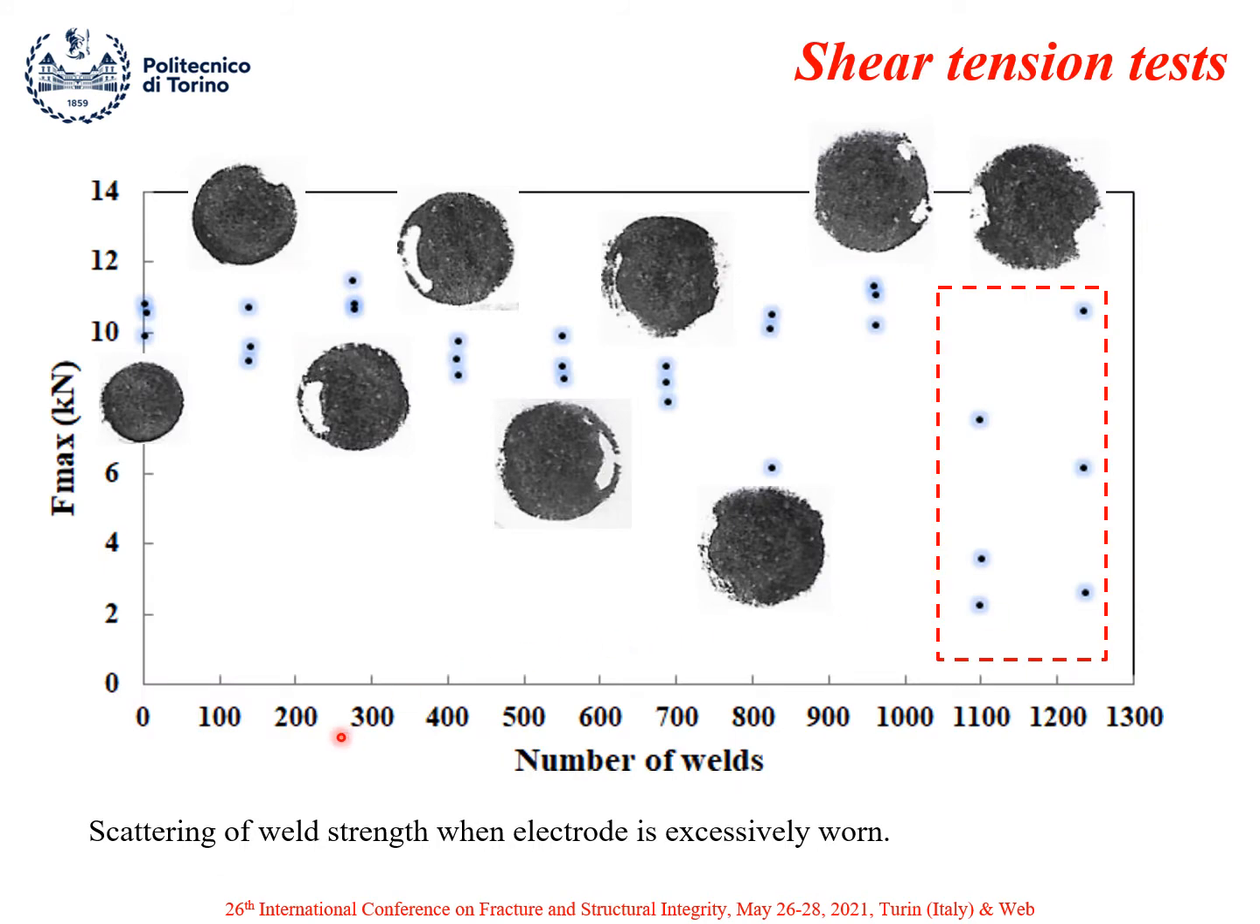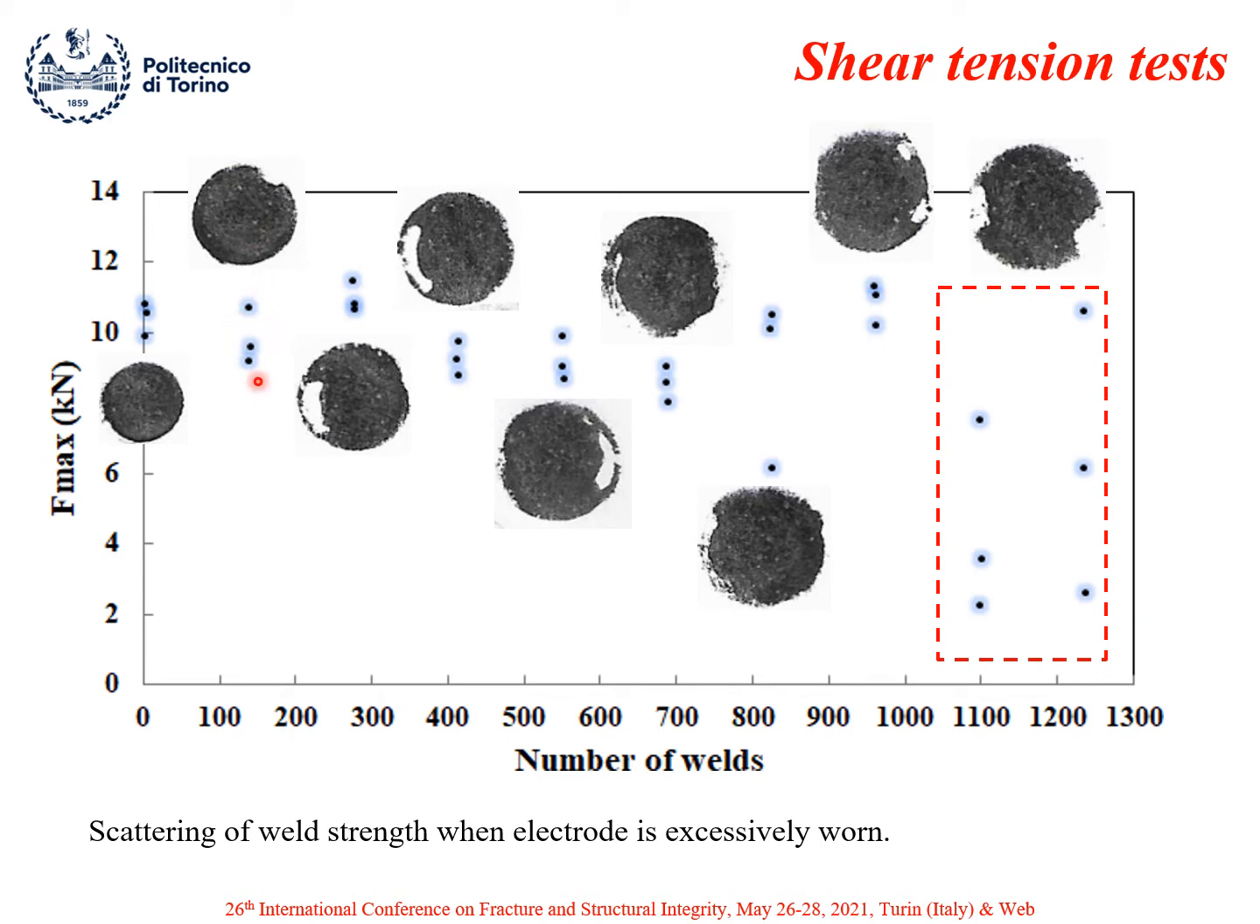And here you can see the results of the weld strength of the welded samples at varying electrode wear condition, starting from the beginning in correspondence of the new electrodes, for which we obtained a level of mechanical strength of around 10 to 11 kilonewton. And then after 140 welds, we have defined the new imprint test.